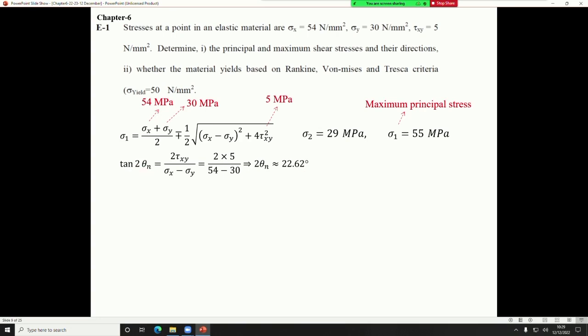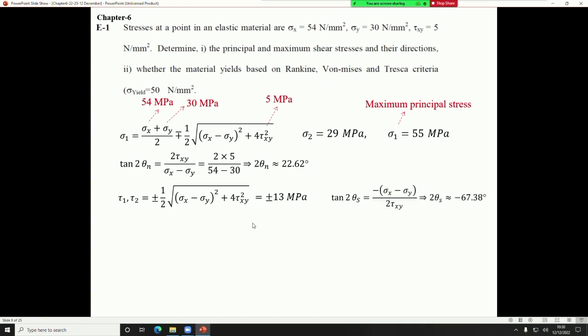Now, it doesn't matter if you use radians or degrees. It depends on the setup of your calculator. As you can see, we work with tangent of 2 theta, sine of 2 theta, or cosine of 2 theta. So from here, we find the orientation of the two planes. One is 22.62, the other one is 22.62 plus 90 degrees. For the maximum and minimum shear stresses, you can either use this equation, tau 1 and tau 2 equal to the difference between these two divided by 2, your choice. You end up with the same value. So 55 minus 29 divided by 2 should give us the same answer. And this is the orientation of the planes of the maximum and minimum shear stresses.